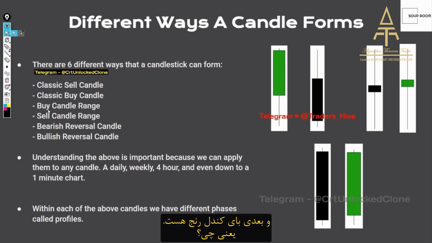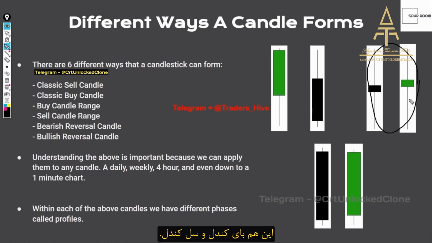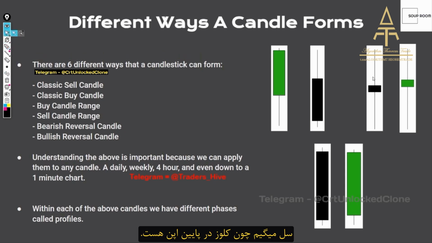Next, we have a buy candle range. What does this mean? What's a buy candle range and what is a sell candle range? Pointed out on the right side of the screen. The answer are these ones. This is a buy candle. This is a sell candle. Now, why are they called sell candles and buy candles? They are called sell candles because they close lower than the open. They are called buy candles because they close above the open.